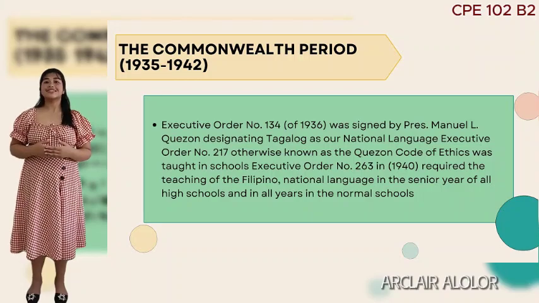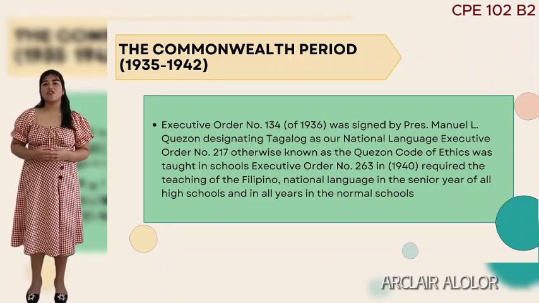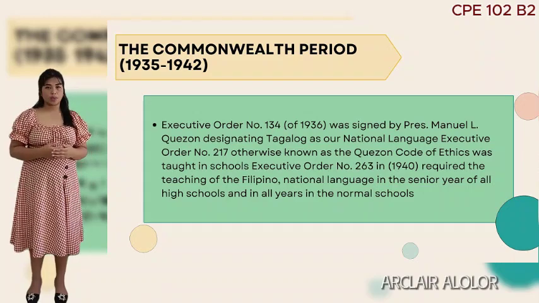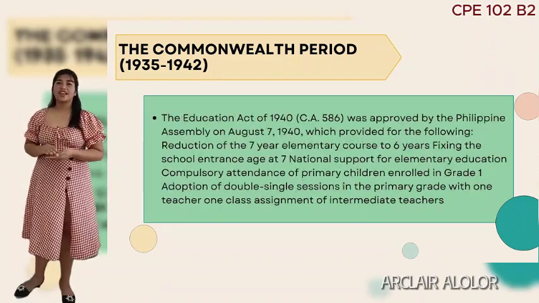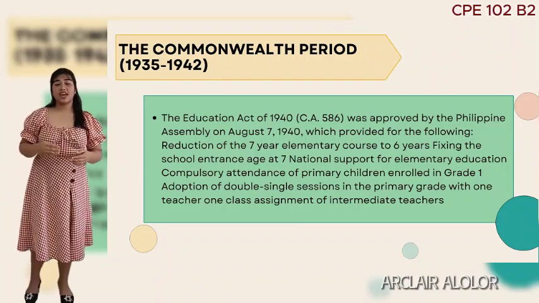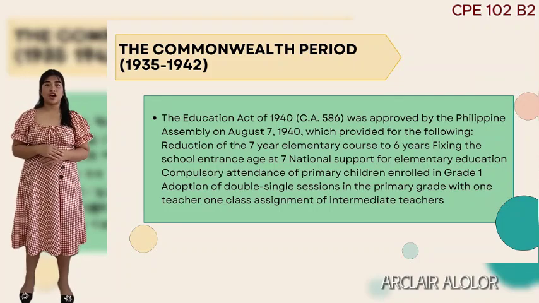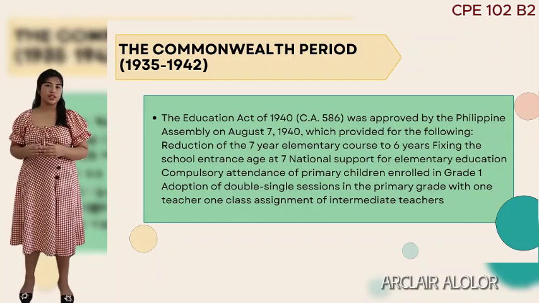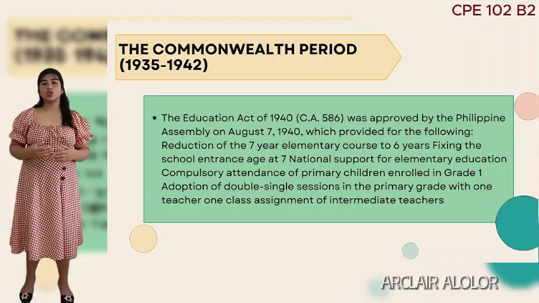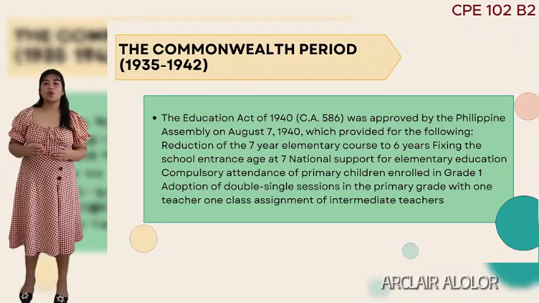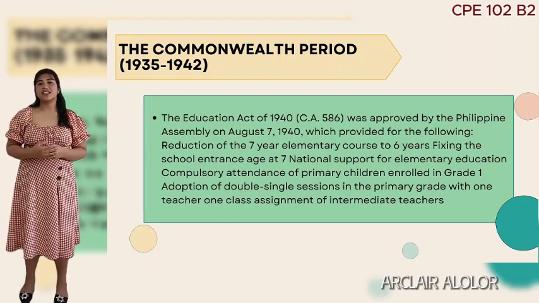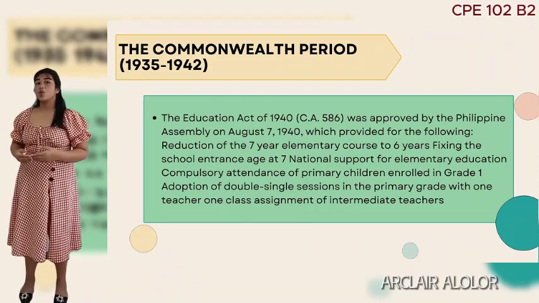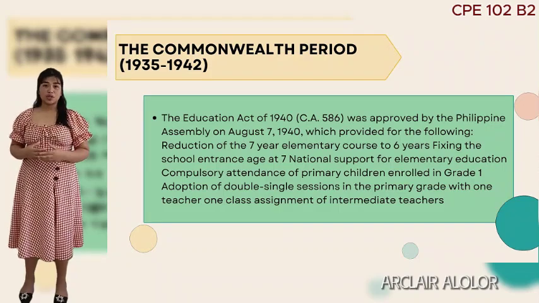Executive Order number 263 in 1940 required the teaching of the Filipino national language in the senior year of all high schools and all years in the normal schools. The Educational Act of 1940, Commonwealth Act 586, was approved by the Philippine Assembly on August 7, 1940, which provided for the following: reduction of the 7-year elementary course to 6 years, fixing the school entrance age at 7, national support for elementary education, compulsory attendance of primary children enrolled in grade 1, adoption of double single sessions in the primary grade with one teacher, one class, and assignment of intermediate teachers.